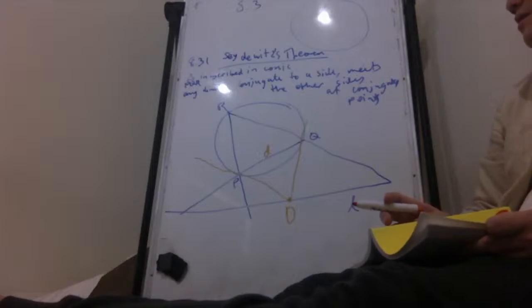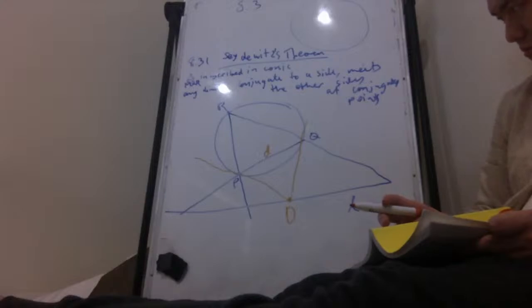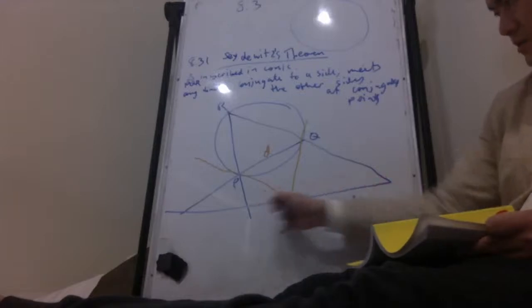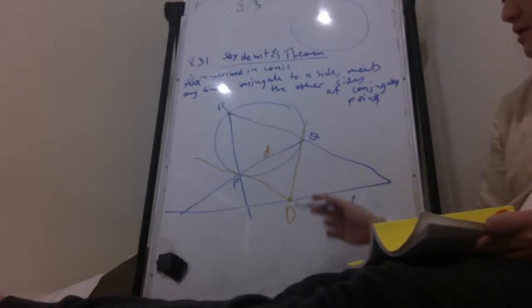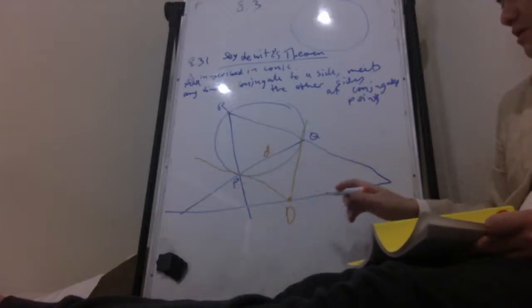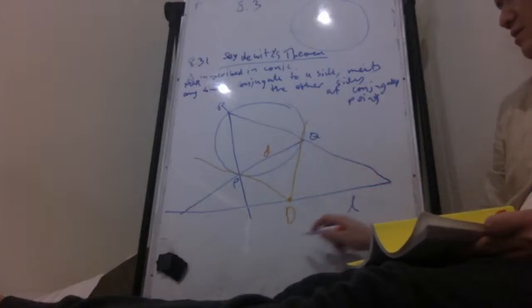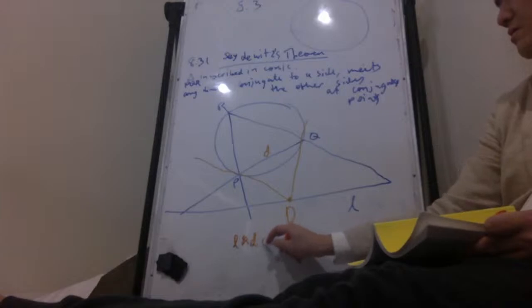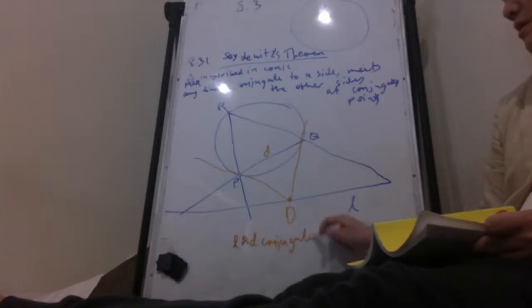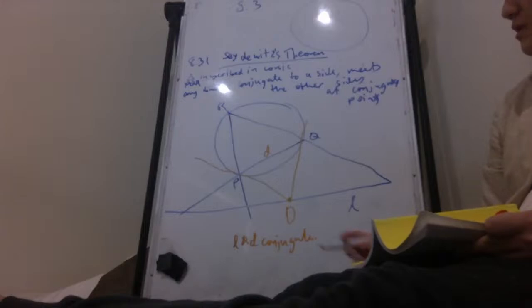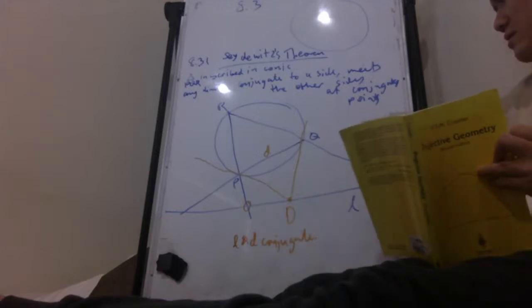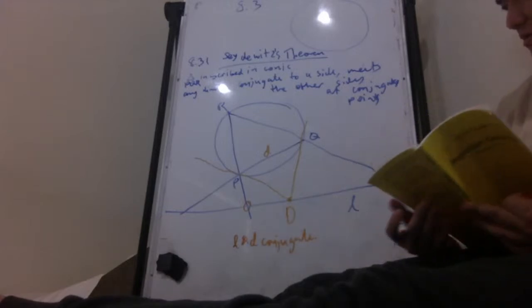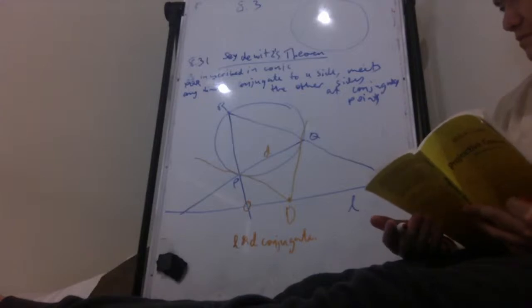So any line L has to pass through this big D. This line, which passes through the pole of little d, is by definition a line conjugate to little d. So L and D are conjugate. And what we want to show is that the other two sides, these two points, are conjugate. So this point and this point are conjugate.